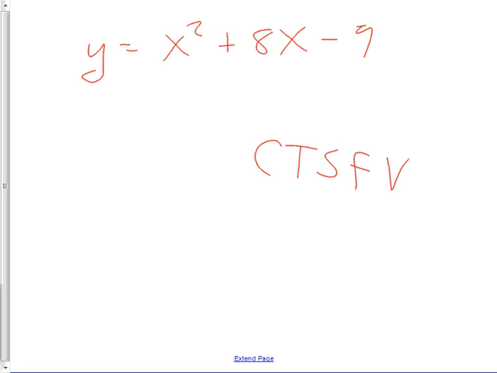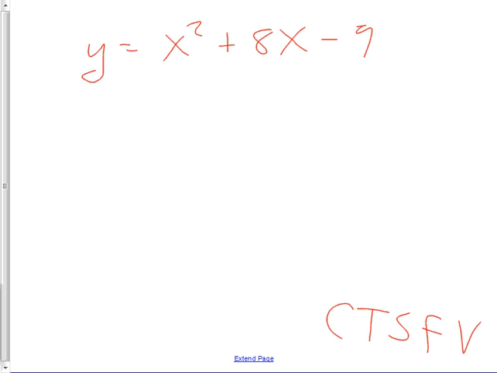CTSFV. What the heck does that mean? I want somebody to figure out what that means in the next 15 minutes. Just let your subconscious work on it. CTSFV.